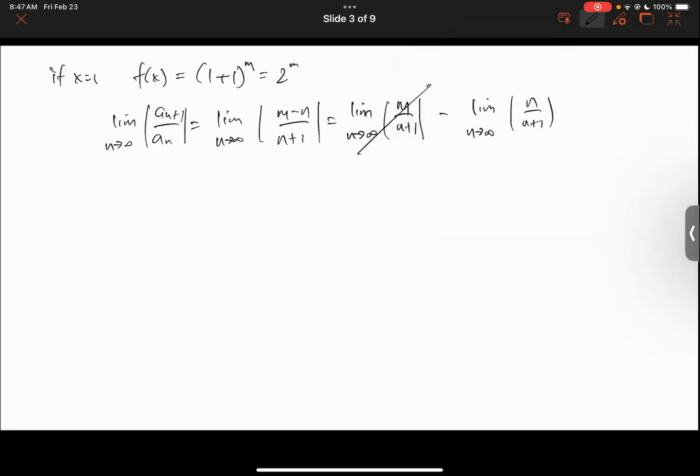So this gives us 0, and this gives us 1. Pero may negative sign tayo dyan, so this is actually negative 1, which is less than 1. So ibig sabihin nagko-converge pa rin siya at x equals 1. So meron siyang finite na series.